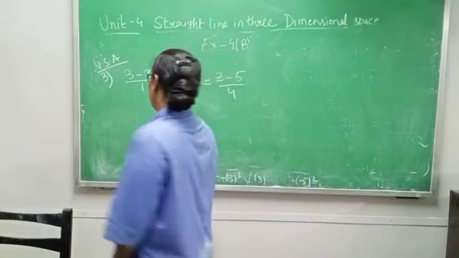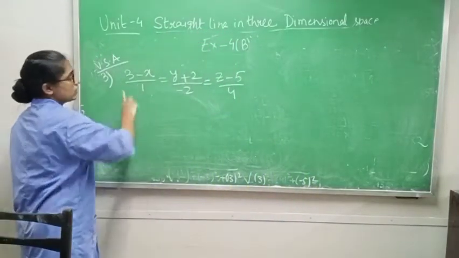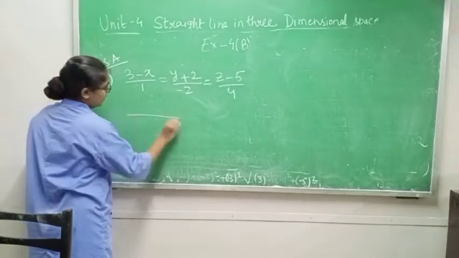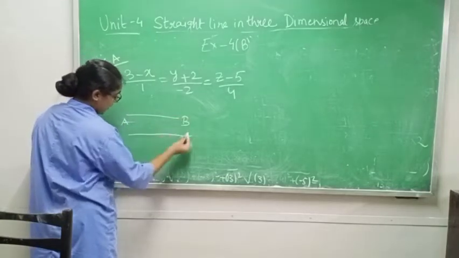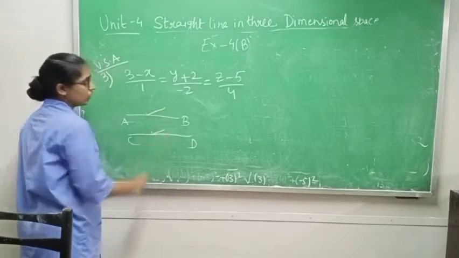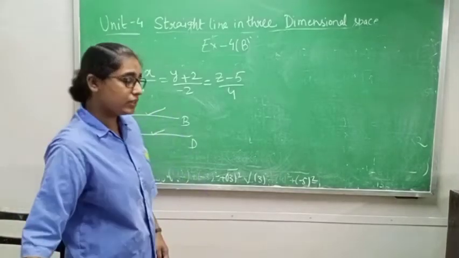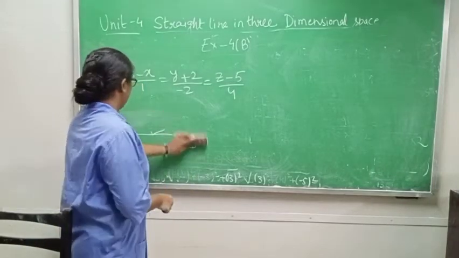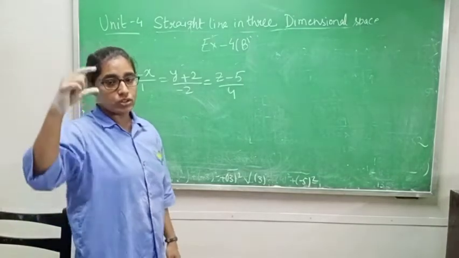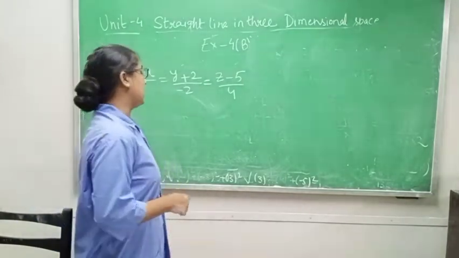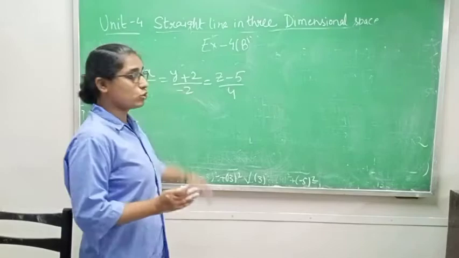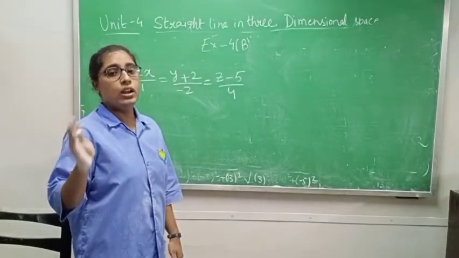What they are saying is that this one is the AB line, and we have to find the direction ratio of a line parallel to AB. If AB is a line and any other line CD is parallel, then the direction ratios of the two lines will be equal. We have done this: a1 by a2 equals b1 by b2 equals c1 by c2. The direction ratios will come the same for both lines. So whatever direction ratio is for AB, the same will be for parallel lines.